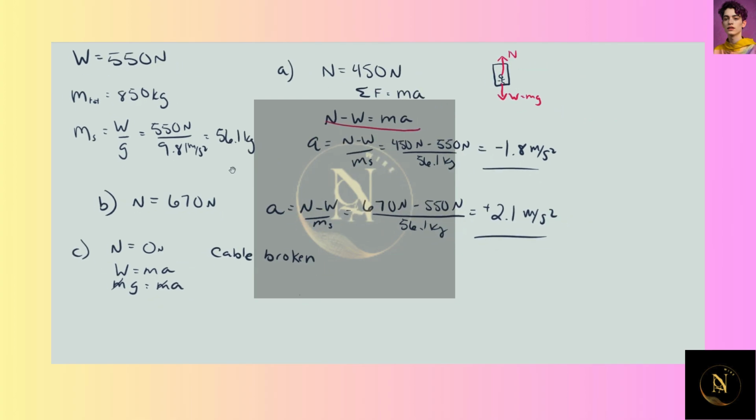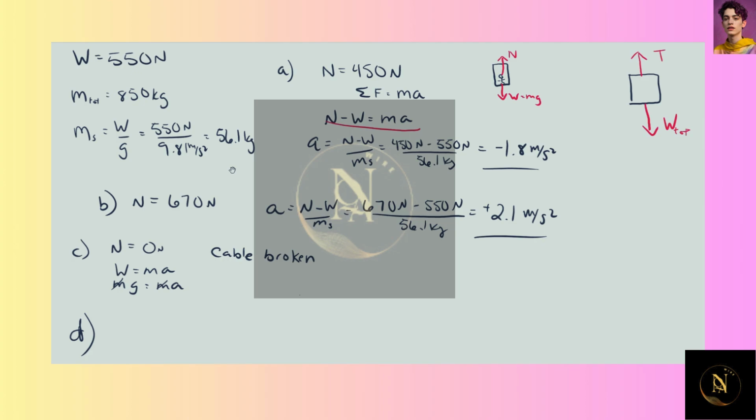And then in part D, we now want to look at the elevator as a whole and figure out what the tension is in the cable. So now we're looking at the forces acting on the entire elevator, not just the student. We now have the weight of the elevator, so that's the total weight. And the tension is what is holding the elevator up, or pulling it up. So these are our two forces now.